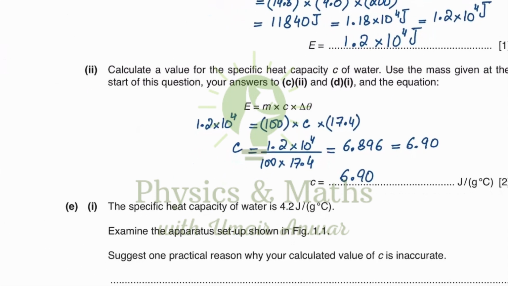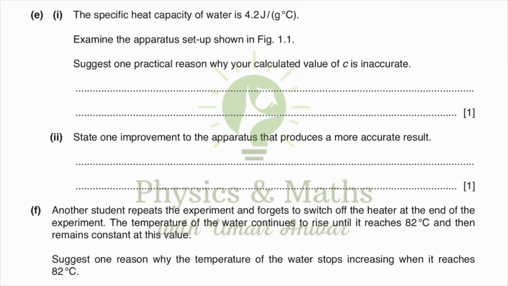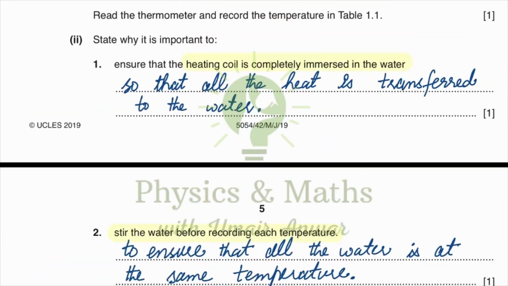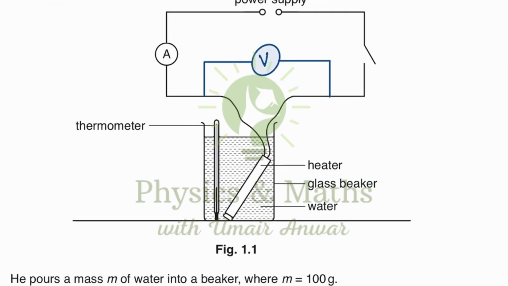The next part says the specific heat capacity of water is 4.2 joules per gram per degree centigrade. Examine the apparatus setup shown in 1.1. Suggest one practical reason why your calculated value of C is inaccurate. So if we examine the apparatus given, we can see that there would be heat loss to the surroundings from the sides of the beaker and from the top of the beaker too. So this could be one reason.